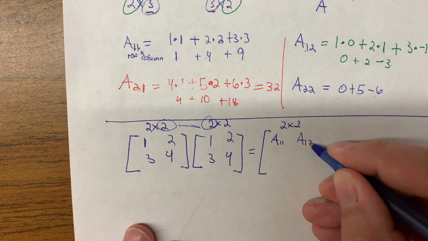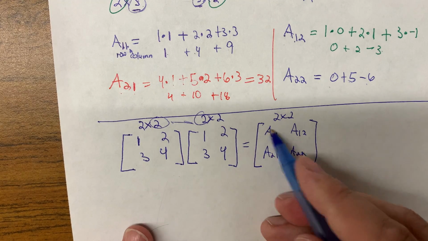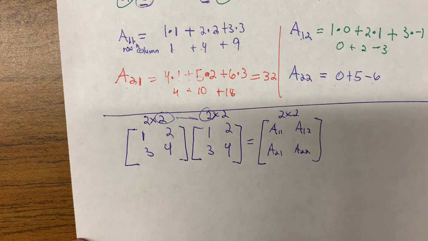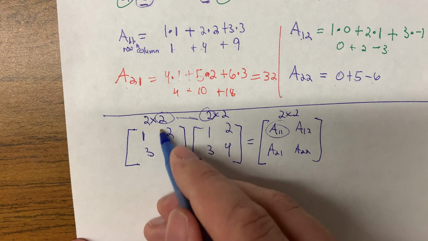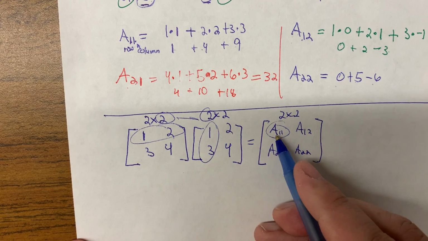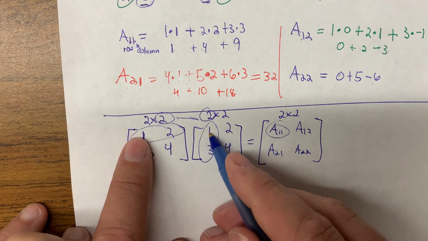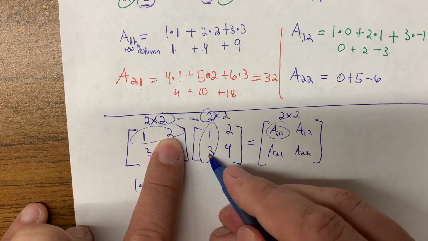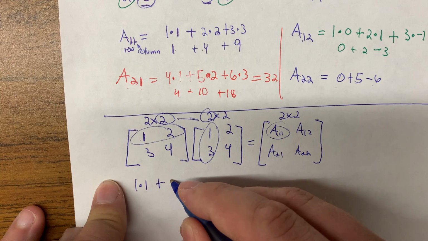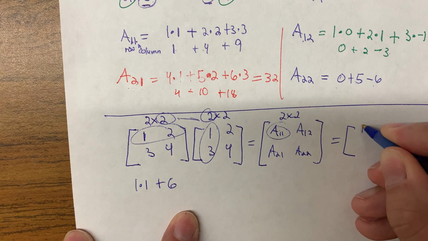So we'll have A11, A12, A21, A22 as the elements in it. What are all of these equal to? If you had trouble with it, let's look at how it works. The first element is the first row times the first column. The way we multiply it is the first element of the row times the first element of the column, 1 times 1, plus the second element times the second element, 2 times 3 is 6. 1 plus 6 is 7.